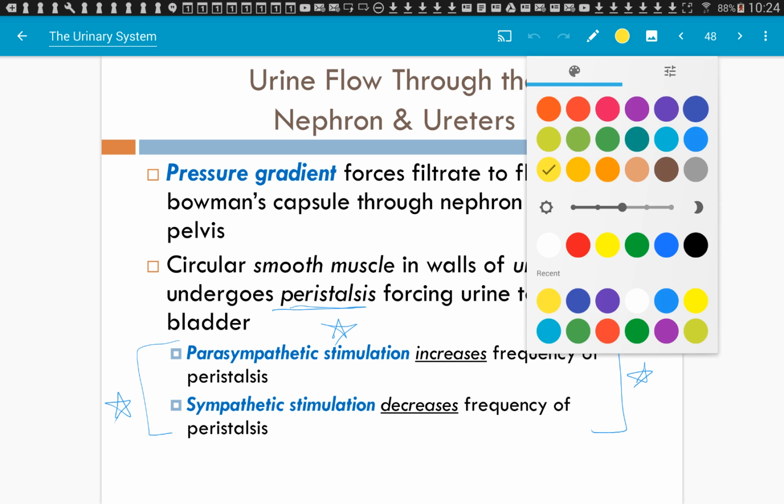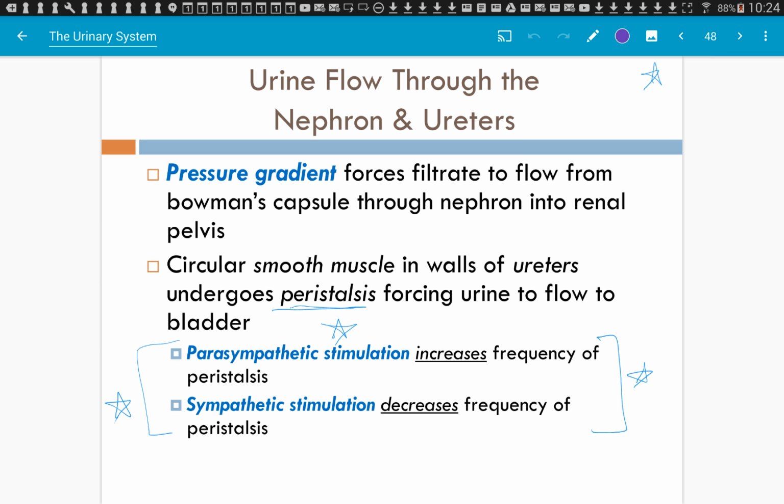Change my color again. Urine flowing through the ureter. We've already kind of talked about urine filtrate formation and how there's a pressure gradient there. Oh, it went off. I'm sorry. Thank you for letting me know. Okay, there we go. Okay.